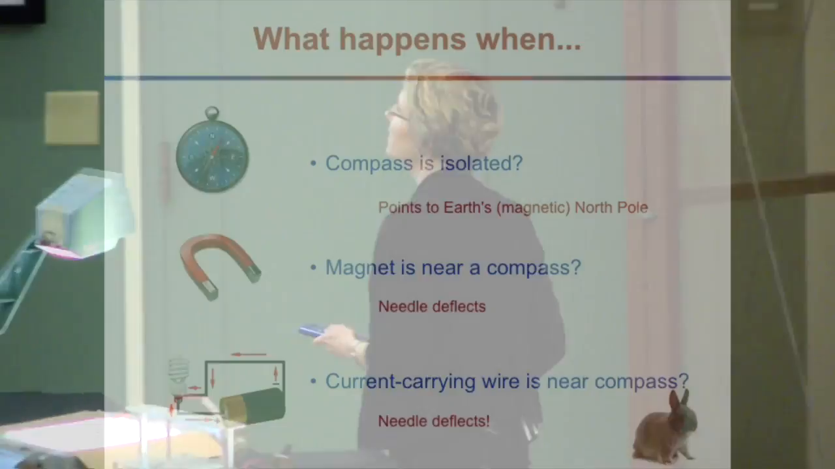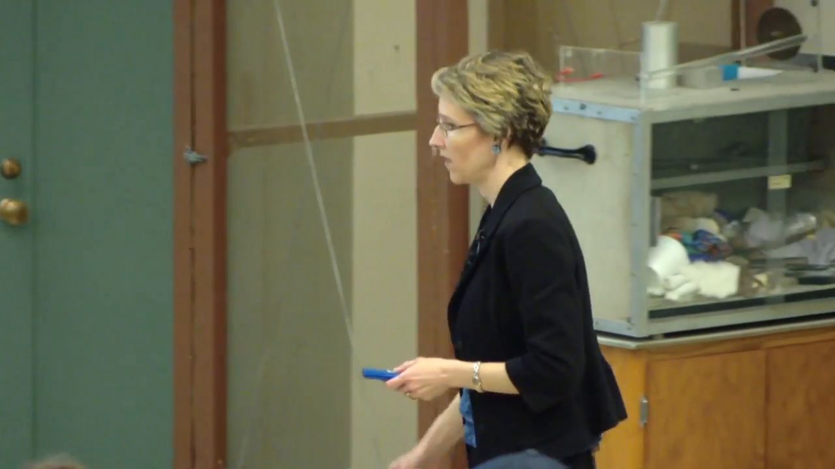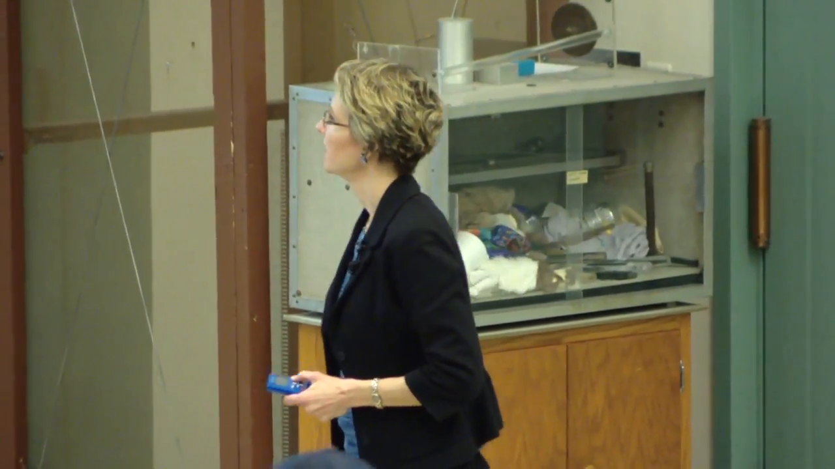All right, so in these cases, when the compass was isolated, it pointed to Earth's magnetic north pole. When we brought a magnet nearby, the needle deflected. And when we brought a current-carrying wire near the compass, the needle was deflected again. All right. Now, the compass needle and the magnetic field.